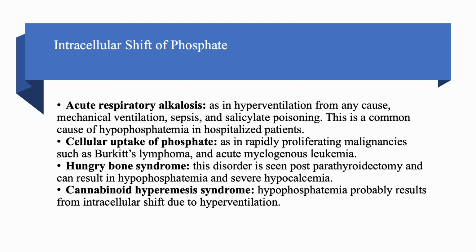Okay, we'll continue here. If we have acute respiratory alkalosis, like in hyperventilation, patients on mechanical ventilation, sepsis, salicylate poisoning, it is going to drive phosphate, and again, I always say potassium, into the cells. Cellular uptake of phosphate: if you have rapidly proliferating malignancy, Burkitt's lymphoma, these malignant cells are going to take up phosphate and cause hypophosphatemia. Hungry bone syndrome after a parathyroidectomy in kidney patients is going to result in severe hypocalcemia and, to a lesser extent, hypophosphatemia and sometimes even hypomagnesemia. So follow calcium, magnesium, phosphate and replace as needed.